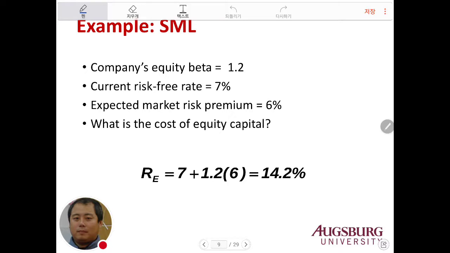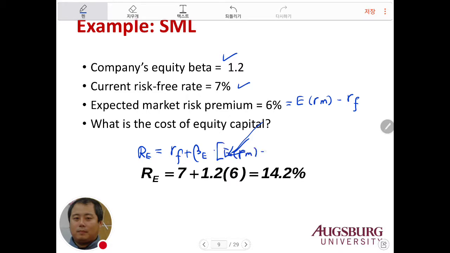So, an example: the company's equity beta is 1.2. The current risk-free rate is 7%. The expected market risk premium, which is the market expected return minus the risk-free rate, is 6%. Then we can use the CAPM model. Cost of equity equals the risk-free rate plus beta of the equity times the market risk premium, right? Then this is going to be the risk-free rate plus beta times market risk premium, which equals 14.2%. So that's another way to calculate cost of equity.